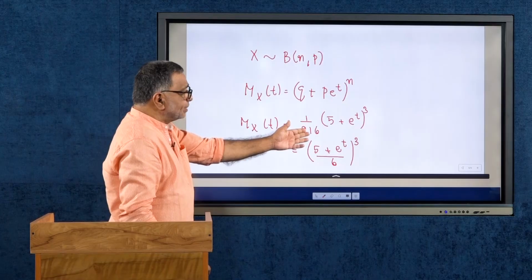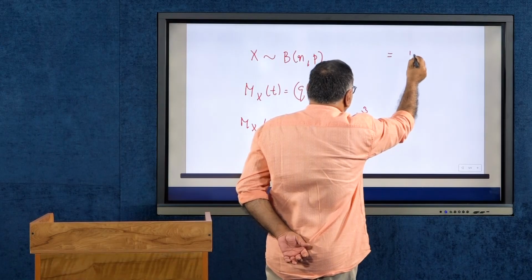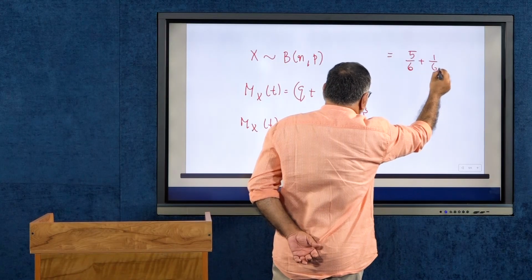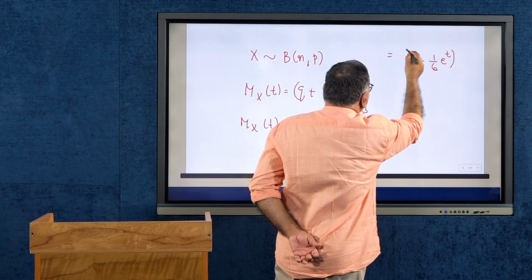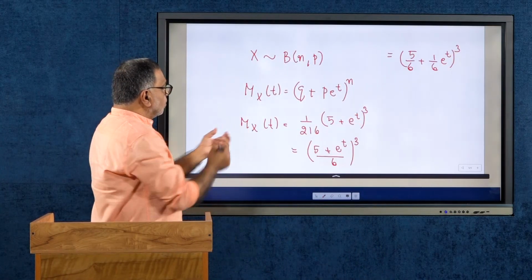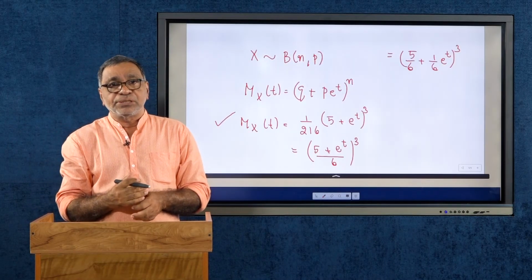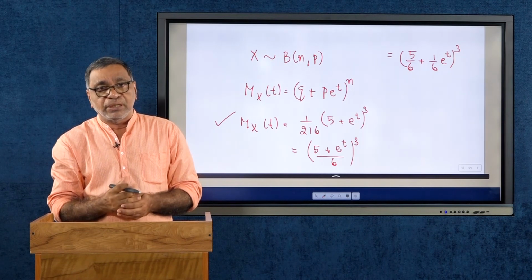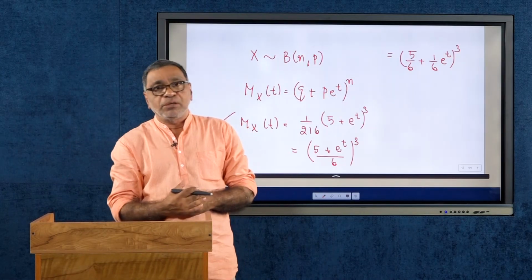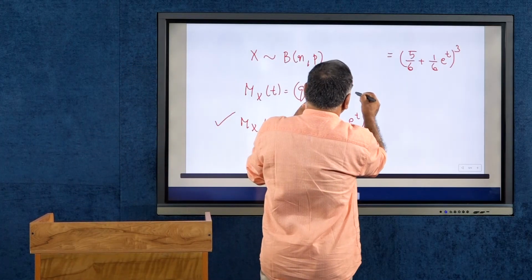Because 216 is 6 power 3, that can again be expressed as (5/6 + 1/6 e^t)^3. Okay. So, the given moment generating function M_X(t), that is 1/216 (5 + e^t)^3, can be represented in the form (5/6 + 1/6 e^t)^3, which is similar to this.